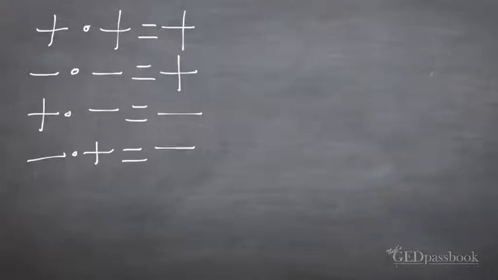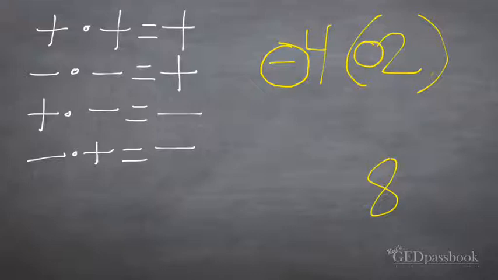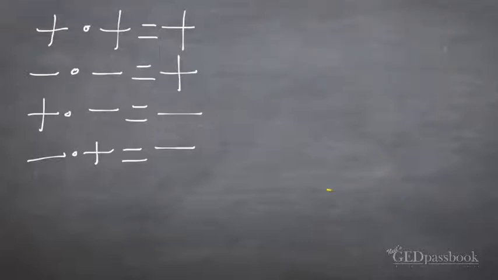So it works for everything. What is negative 4 times positive 2? Well, ignore the signs. What's 4 times 2? And then go back and look at the signs. What's negative times a positive? It's negative 8. It works for everything. Division. This rule applies for division as well.